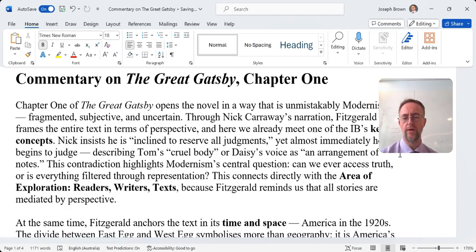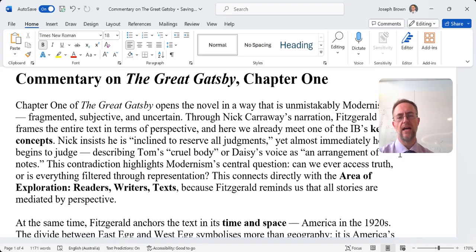He describes Tom's cruel body, and he very much is showing you Tom as this moronic, physical, horrible being, or Daisy's voice as an arrangement of notes, and she becomes the siren who is just beautiful and lures men to their doom. And then he goes on to judge and tells us more, basically sets up the whole story as, I went east. I had terrible experiences with these horrible people. I came back. I wanted the world to be moral. So this frame narrator sets up from the very beginning how he wants us to read the story.